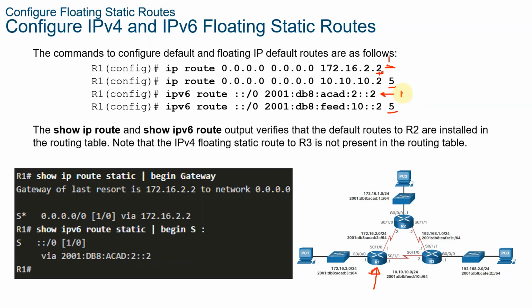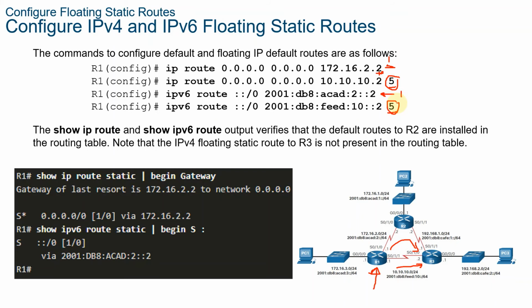R1 is also configured with IPv4 and IPv6 floating static default routes pointing to R3. Now take a look at the value of the administrative distance there. You've got an administrative distance of 5, both for IPv4 and IPv6. This value is greater than the value of 1, and therefore this route floats and is not present in the routing table unless the preferred route fails.